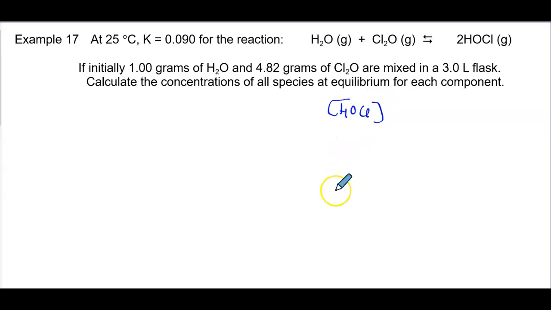So we're going to figure out what our concentration is for HOCl. We need to know what our concentration of H2O is. And we need to have either an equilibrium or an initial value of all three of these to be able to do these problems. So I see initially there's 1 gram of water, 4.82 grams of Cl2O are mixed in a 3 liter flask. Calculate the concentration of all species at equilibrium for each component.